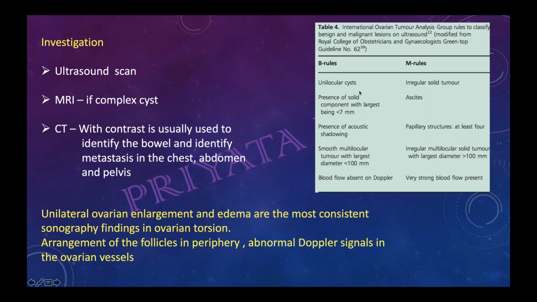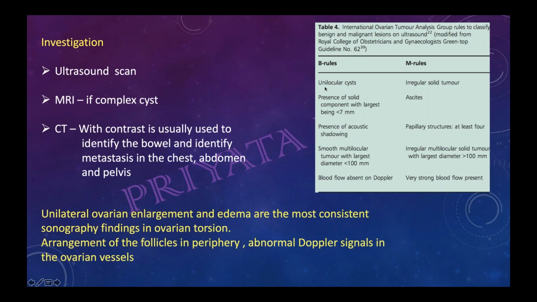Apart from this, you also have to remember the B rule and M rule. This is from the 62 number guideline. Just for the revision I have put it here. You get direct questions from here also. If the B rule is there, then this points towards a benign lesion, and M points towards a malignant thing. So what is the B? I'll just read it. That will be revision for your guideline number 62.